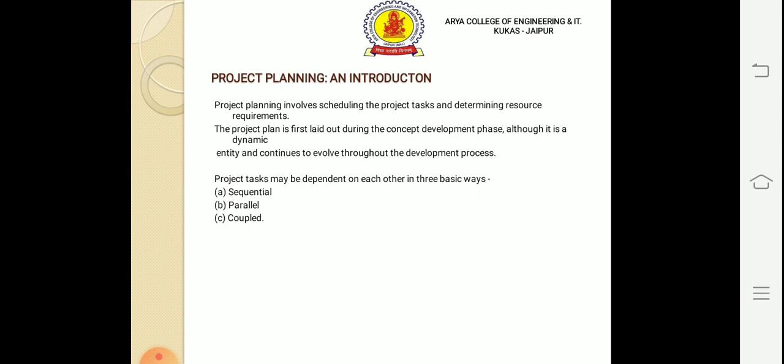Product Planning involves scheduling the product tasks and determining resource requirements. The product plan is first laid out during the concept development phase, although it is a dynamic entity and continues to evolve through the development process. Product tasks may be dependent on each other in three basic ways: sequential, parallel, and coupled.